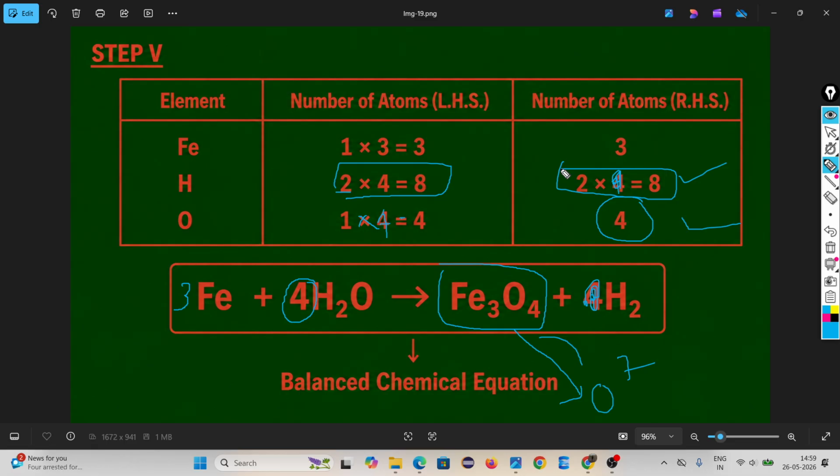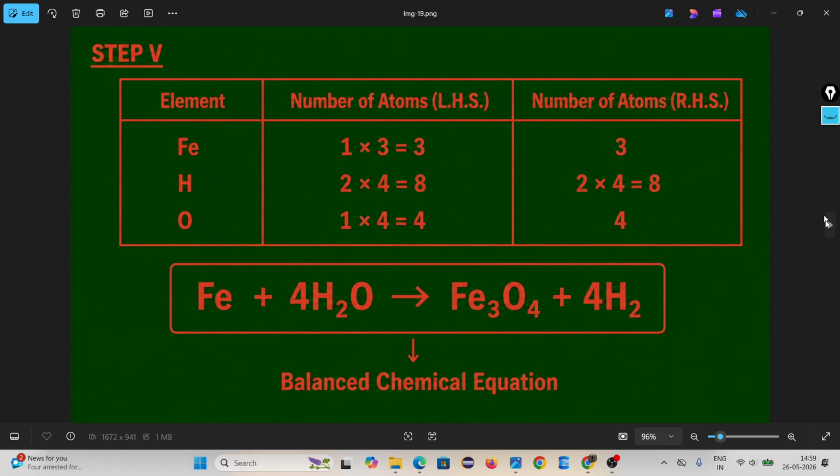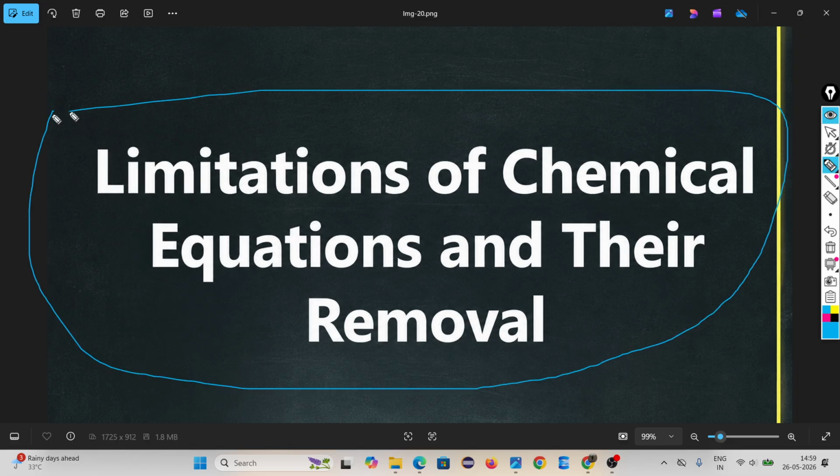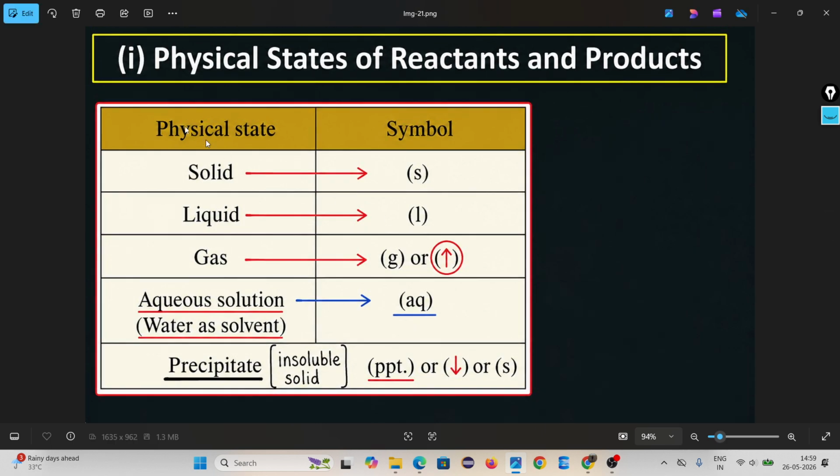This is how you have to do it. Okay. Then, limitations of a chemical equation and their removal. There are lots of limitations on writing a chemical equation. We have to read each and every one and try to solve this. Number one, physical state.